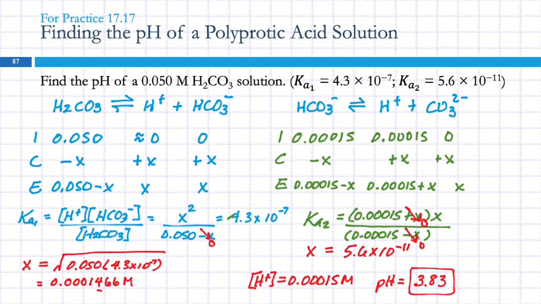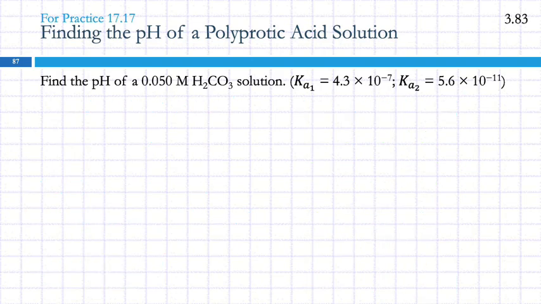Any questions? So did we have to do the second ice table? No, we didn't. So that's what we're saying, that usually, almost always, the second ionization does not contribute significantly to the pH, and so we don't need to worry about it. 3.83.